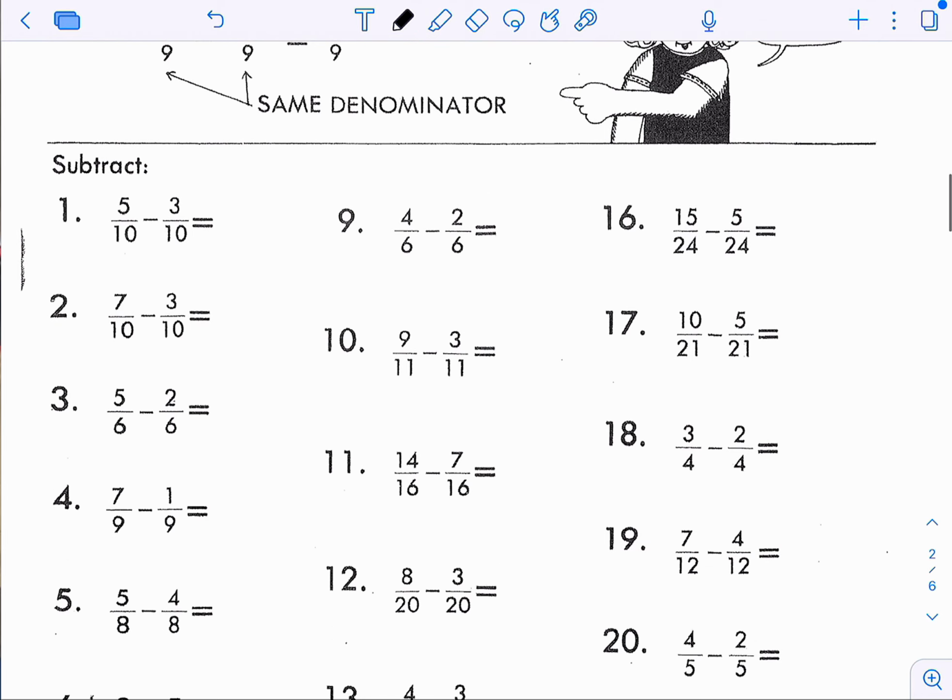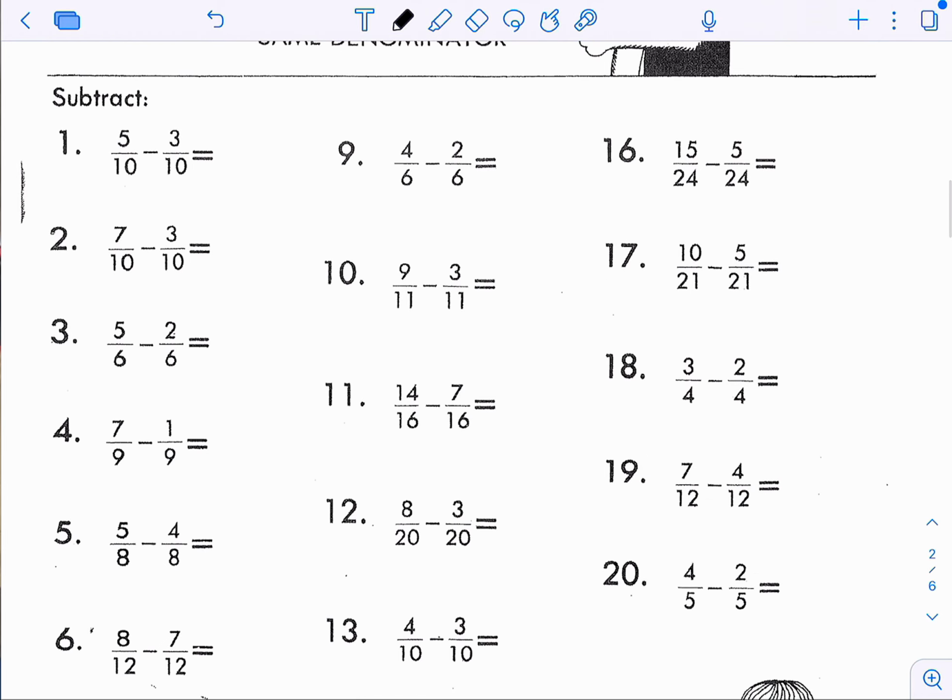Let's try it. Oh, so now we're going to subtraction. So subtraction is the exact same thing. We subtract going left to right. We keep the denominator the same. So this one again is going to be 10. 5 subtract 3 is 2.